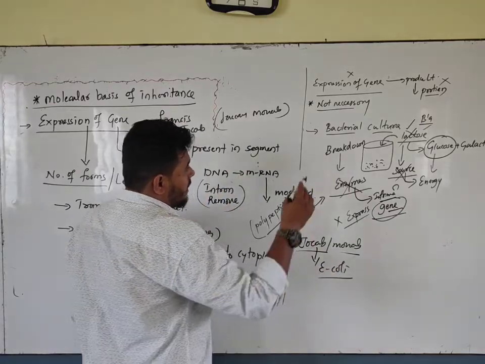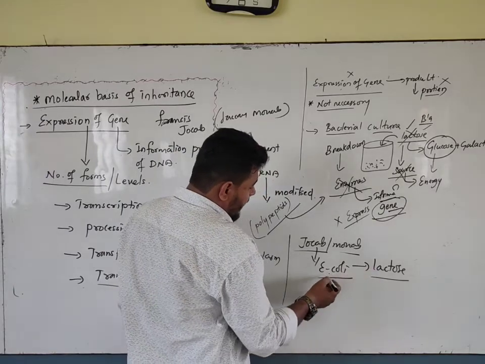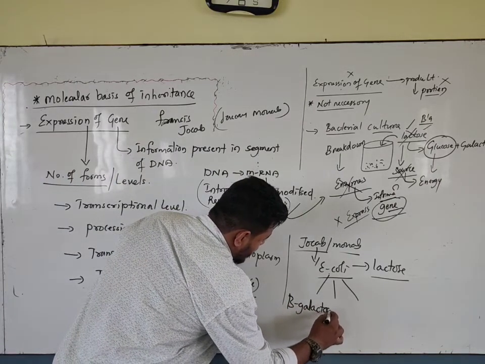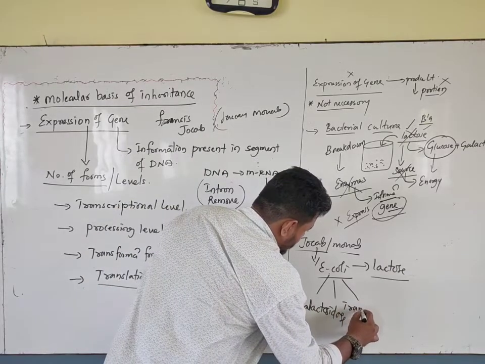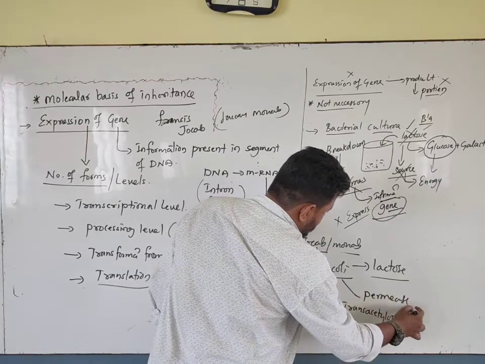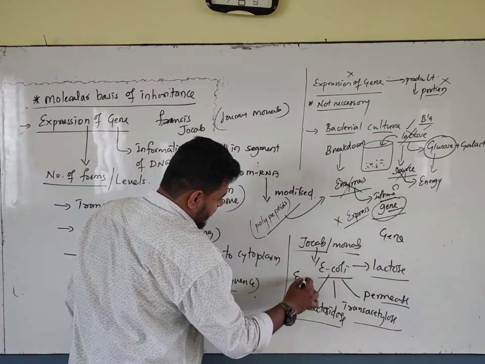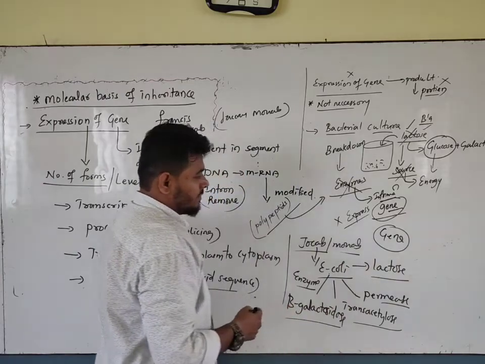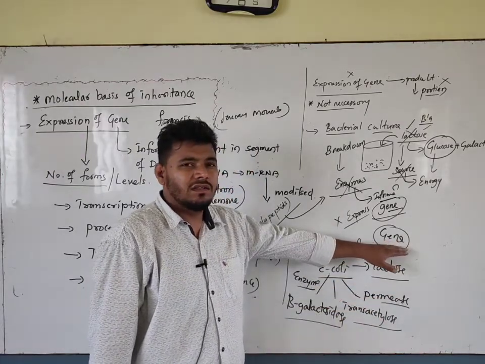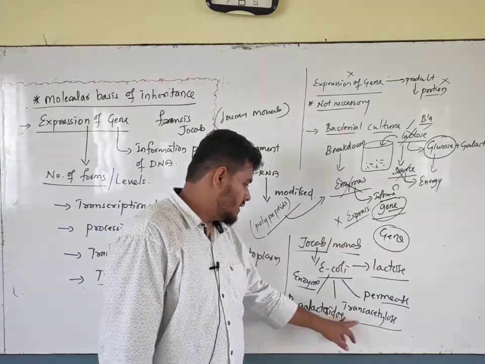Okay, so this concept they have given on E. coli bacteria by introducing lactose. To break down the lactose, E. coli bacteria produces three types of enzymes: beta galactosidase, trans-acetylase, and permease. These three enzymes are produced from the same gene. That means this gene has the information of these three enzymes. So on that note, this gene is considered a polycistronic gene because one gene gives three products.